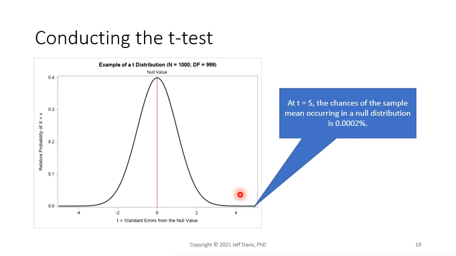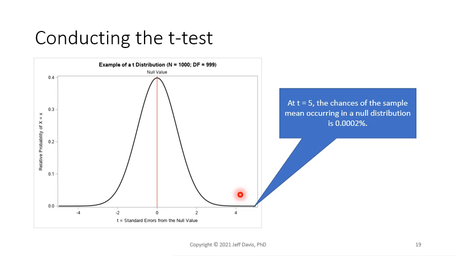And when it gets out to that point, remember the t distribution is asymptotic. So you never get to a point where the probability of your sample data occurring in a null distribution becomes 0. There's always some non-zero chance of your data occurring in a distribution of random error.